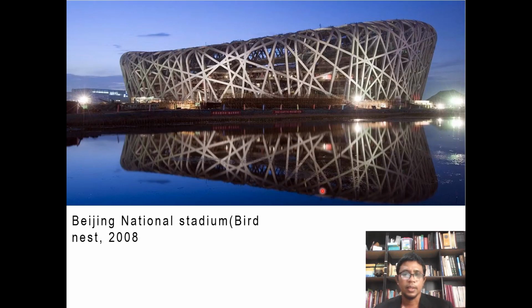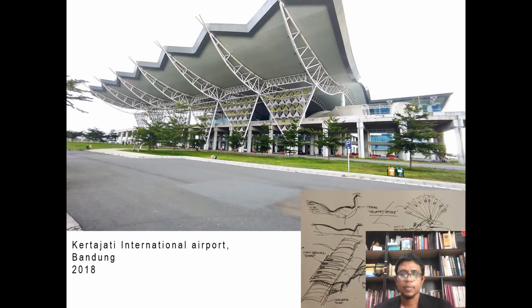Okay, the Beijing National Stadium, or they call it the bird's nest stadium, inspired from the bird's nest. In ASEAN also we have Kertajati International Airport in Bandung that is inspired from the burung merak, the bird. Okay, you can see another angle that looks like a bird.